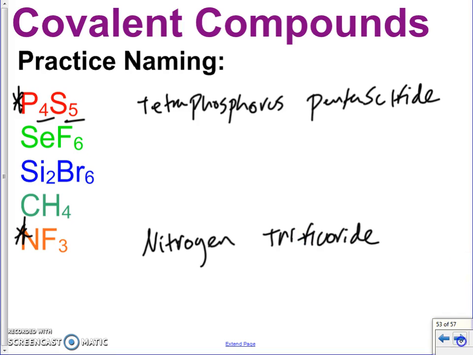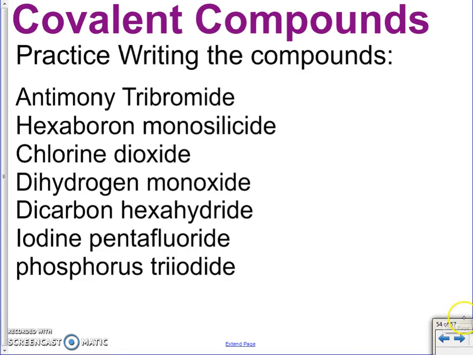Okay, not too bad. Let's look at working in the other way. I wanted to point out this one particularly. Notice the prefix mono here. Mono will be used for the second element. The second element always requires a prefix. It's not optional. But the first element does not require a prefix if there's only one of them. So if you go down here and check out this guy, notice there's no prefix in front of iodine. That tells me there's only one iodine. Penta tells me 5. Fluoride tells me fluorine, so I'm going to have IF5.